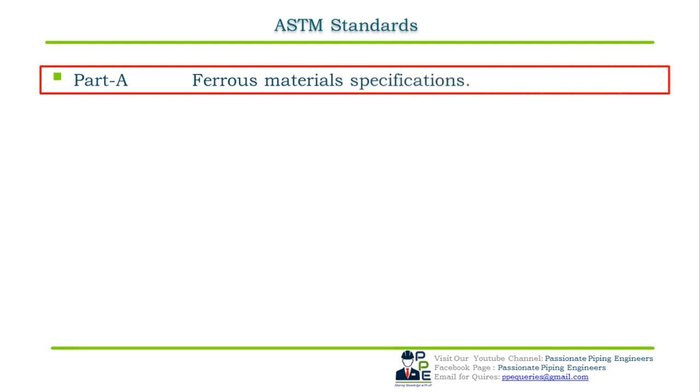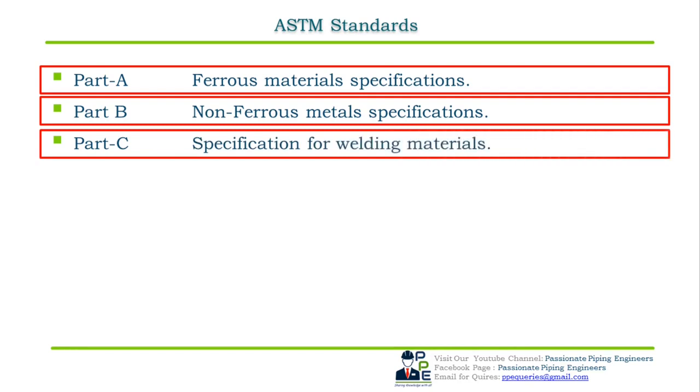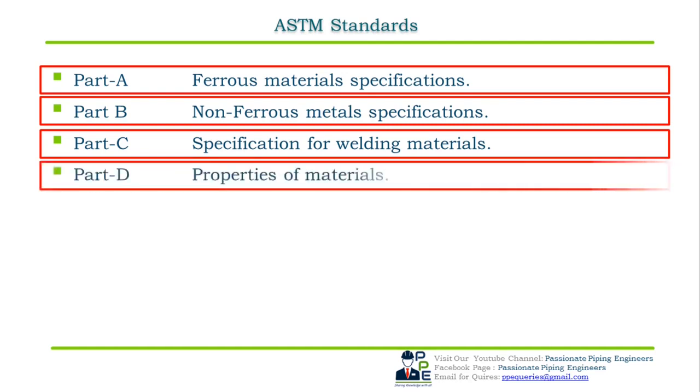First one is Part A, various material specifications, which are of steel. Part B is non-ferrous metal specification, which has alloy steels, nickel, copper nickel. Part C has specification for welding materials, which has the weldable property. Part D has the property of materials.